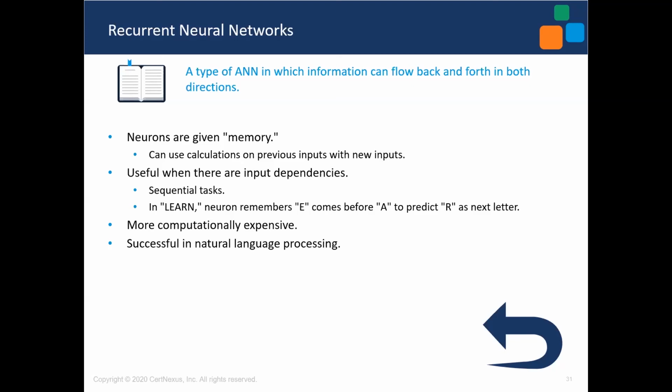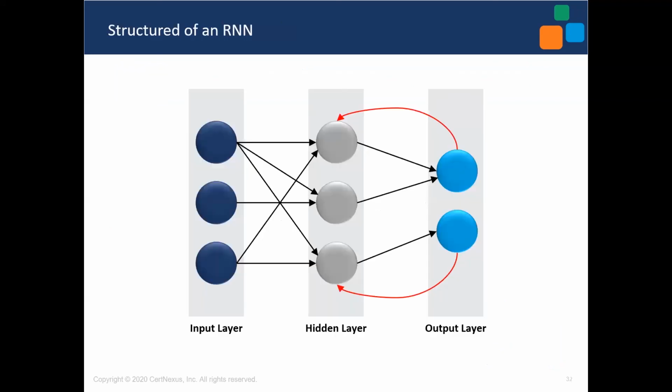This is desirable in situations where different inputs are dependent on one another, like in a sequential task. For example, if you give the neural network the word learn, it will need to remember that E becomes before A in order to predict the next letters. Again, these are going to be more computationally expensive, requiring more computing power. And one of the most common uses of recurrent neural networks is natural language processing.